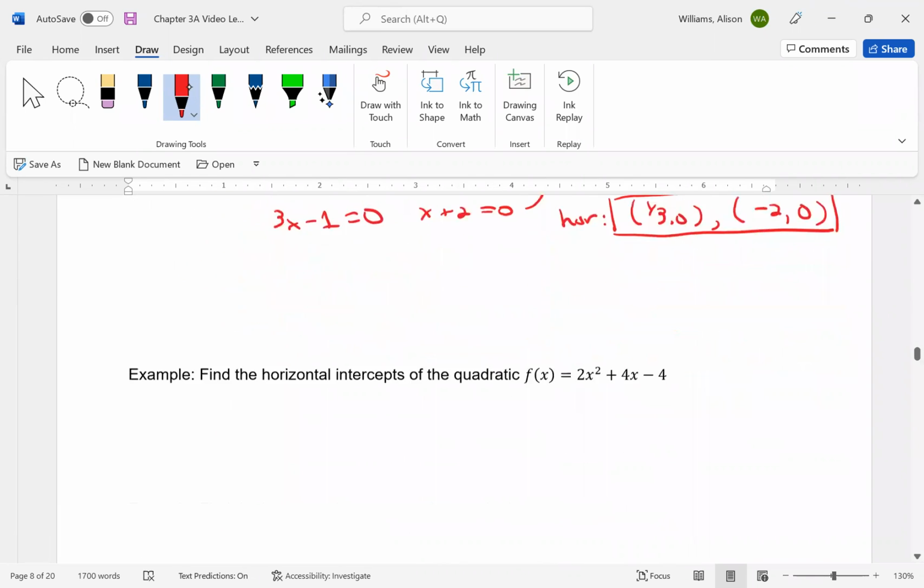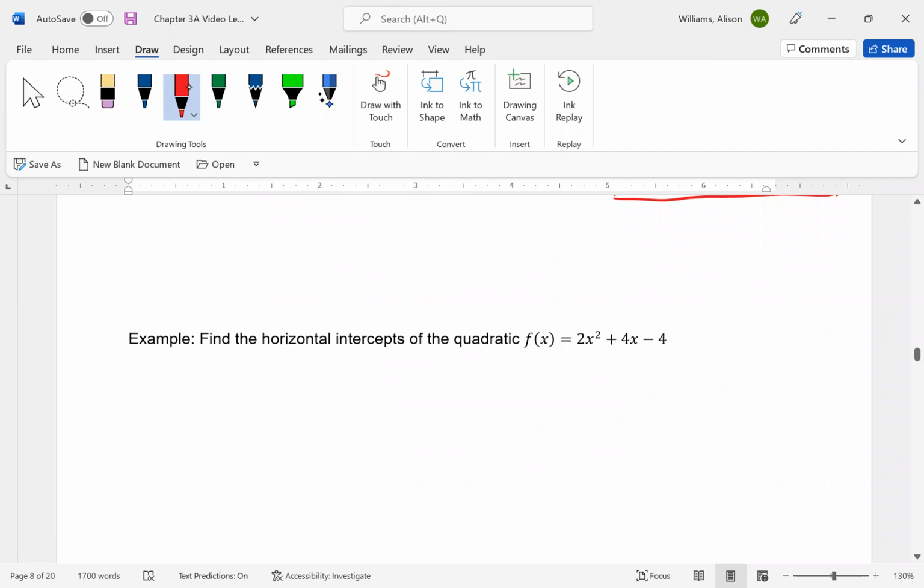All right, let's go ahead and try another one. Sorry, this is just the horizontal intercepts, just focusing on horizontal intercepts on this one. So we're going to set f of x equal to 0. And in fact, I'm just going to write it in the form that we're probably used to, where I put the equal 0 on the right side.